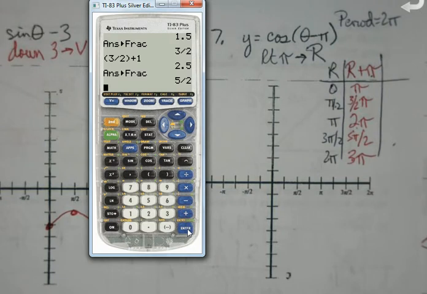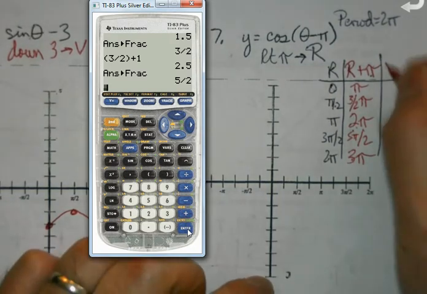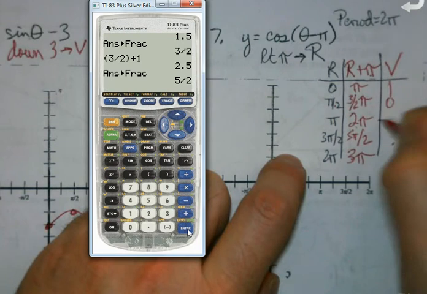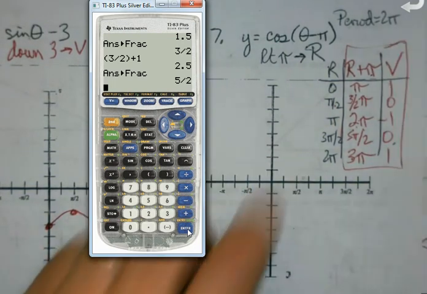Is our value column changing at all? No. It's cosine. 1, 0, -1, 0, 1. There's what I'm working with.